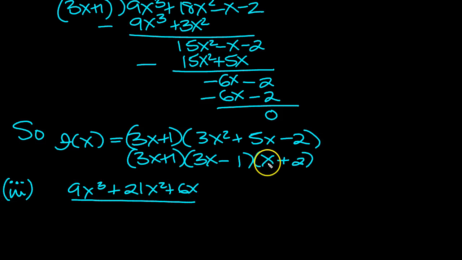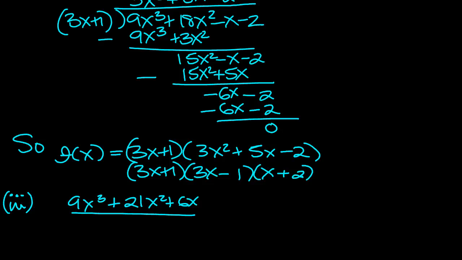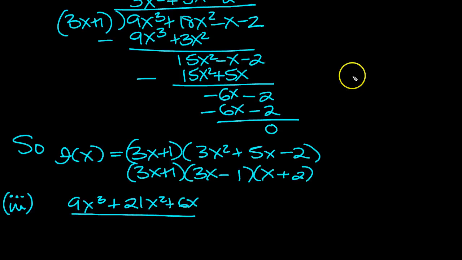And the f of x is this. The only thing is, what we could say about the f of x is it's equal to this, isn't it? So what I'm going to do is write underneath the f of x as 9x cubed plus 18x squared minus x minus 2.